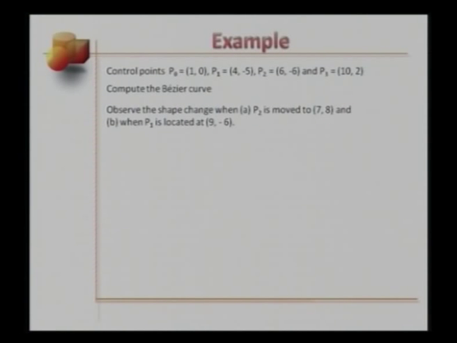Let's take a look at an example. Let's say we are given control points P0 at coordinates 1, 0, P1 at 4 and minus 5, P2 at 6 and minus 6, and P3 at 10 and 2. Let's compute the Bezier curve. And further, let's observe the shape change when point P2 is moved from its previous location, 6 minus 6, to a new location, 7 and 8. And following that, when point P1 is moved from its location, 4 minus 5, to a new location, 9 minus 6.